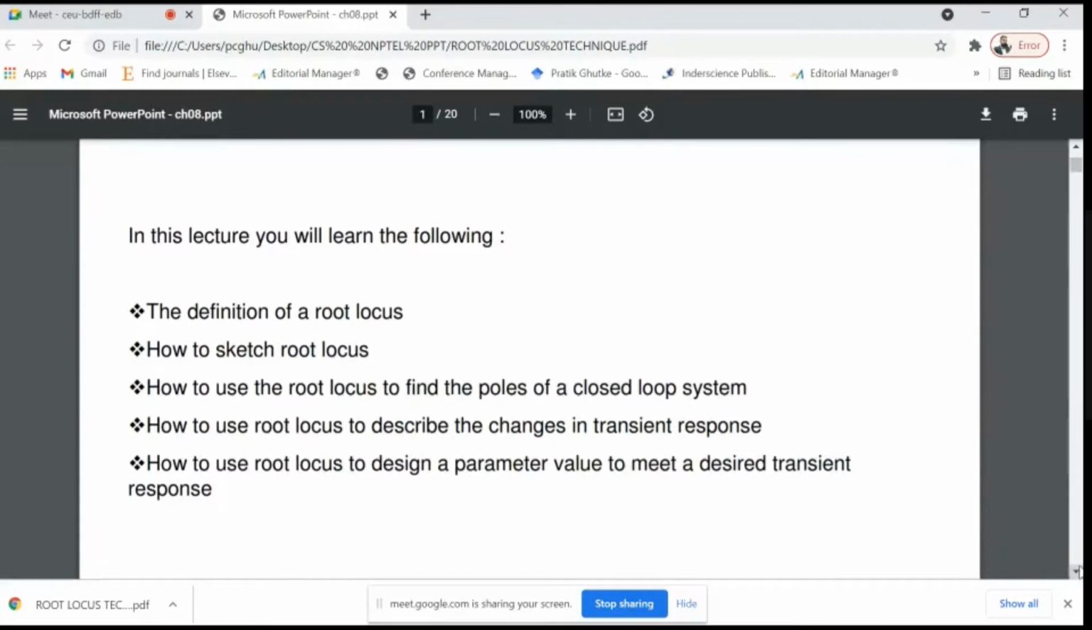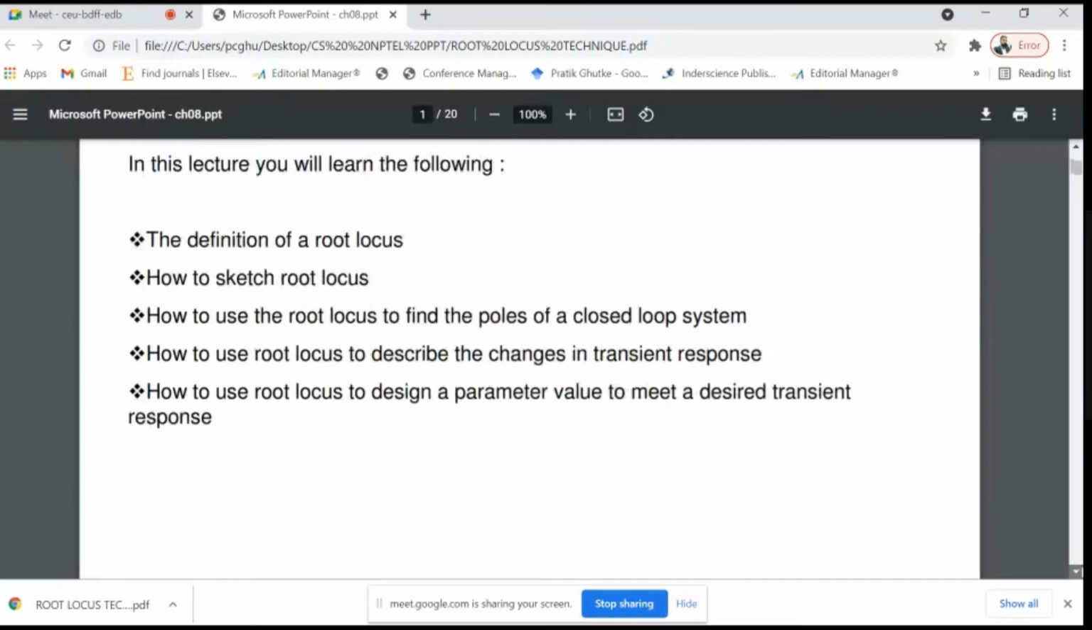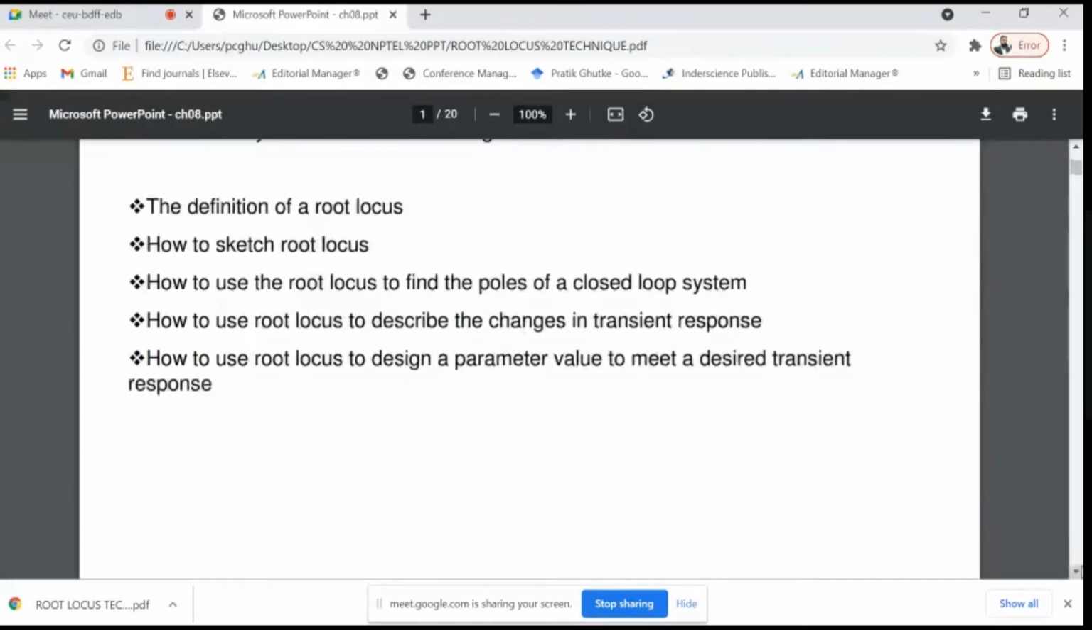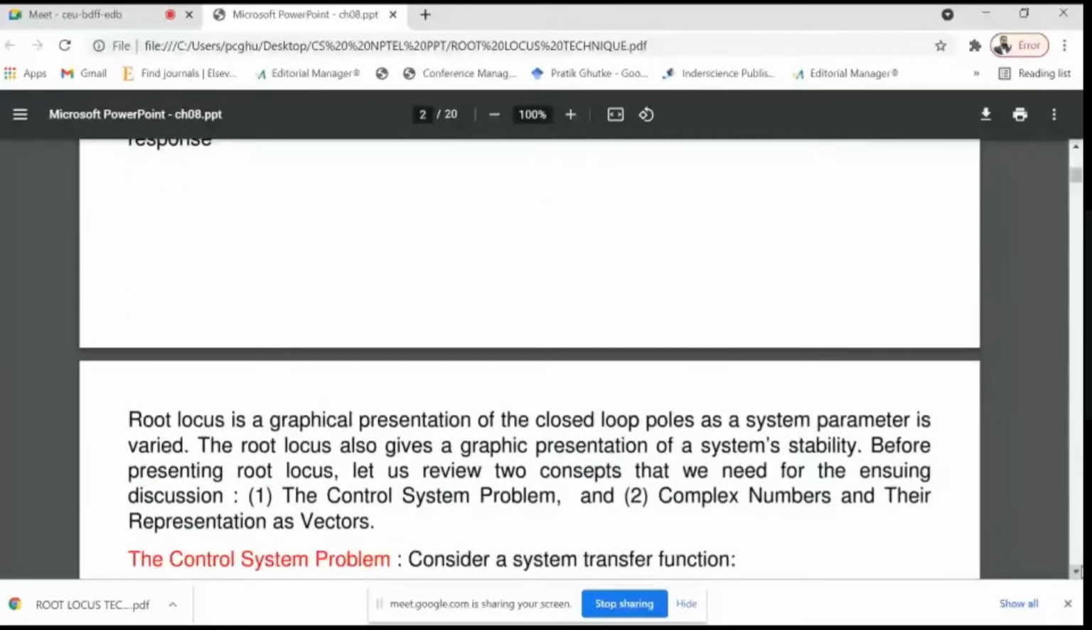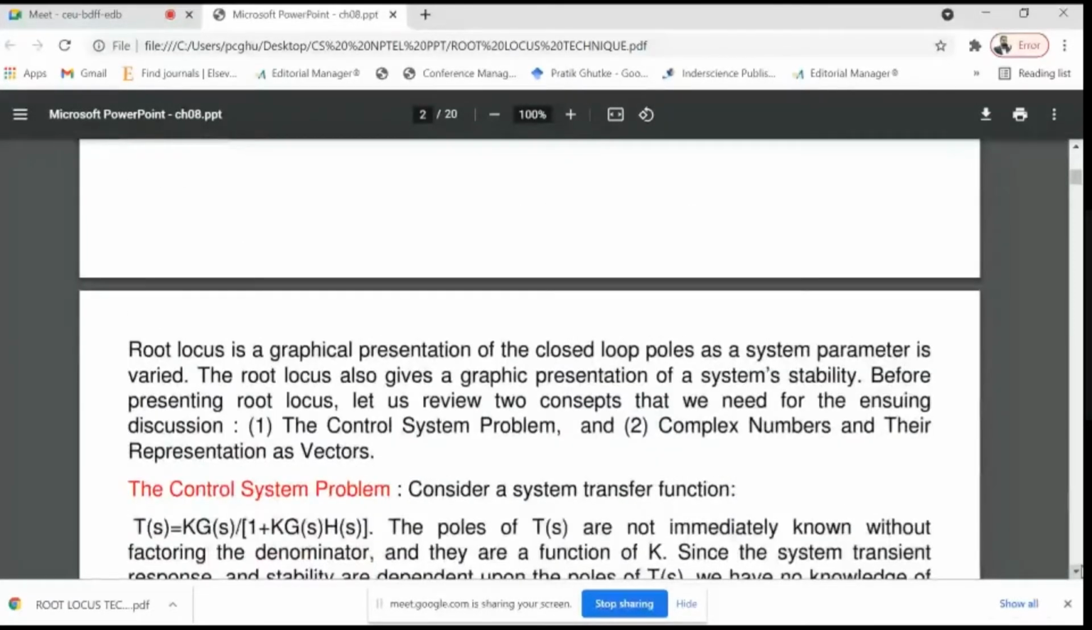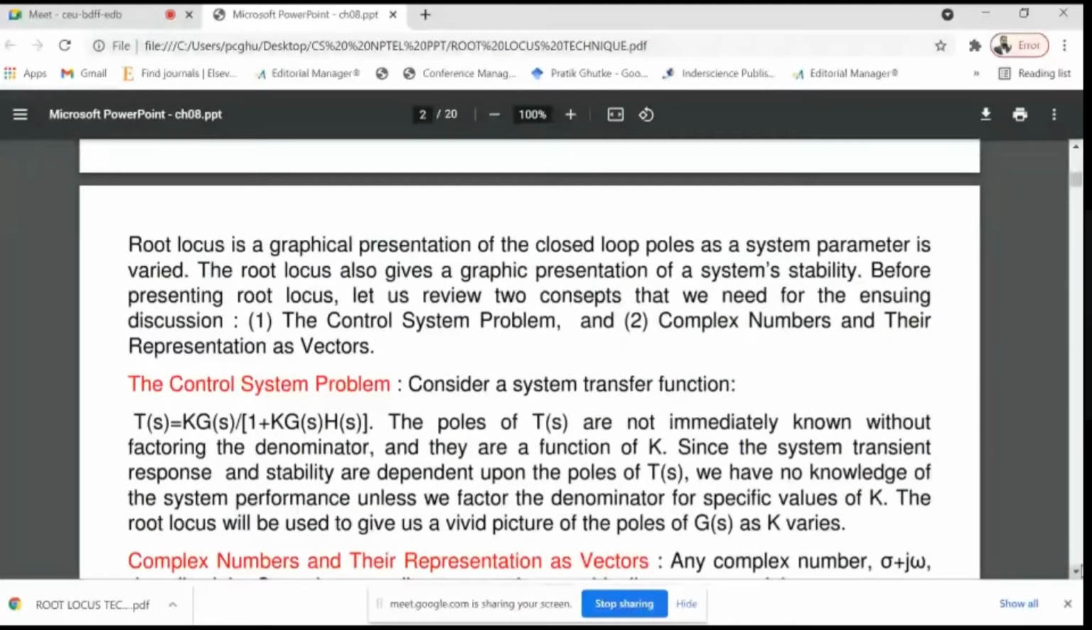So first of all, what is the definition of root locus? So see, what do you mean by root locus? Root locus is a graphical representation of the closed loop poles of a system as a parameter is varied from 0 to infinity. Before presenting the root locus, let us consider the two concepts we need for ensuing the discussions, that is control system problem and the complex problem, right?